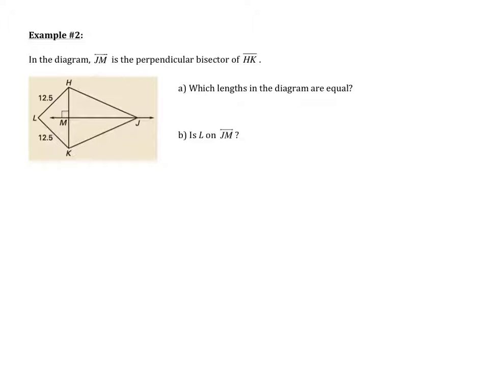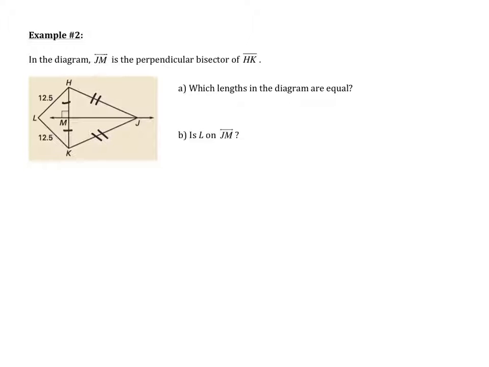So if JM, which is this line right here, is the perpendicular bisector of HK, that would mean that this segment is congruent to this segment, and we already see that it is perpendicular right there. So point J is on the perpendicular bisector. So we know that from J to H would be the same from J to K. So we also know that this segment is congruent to this segment.